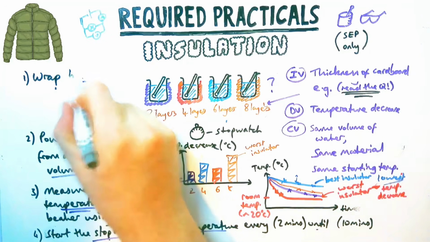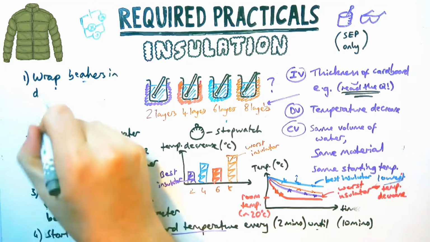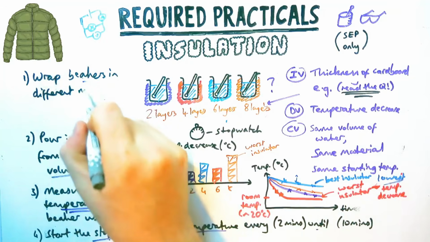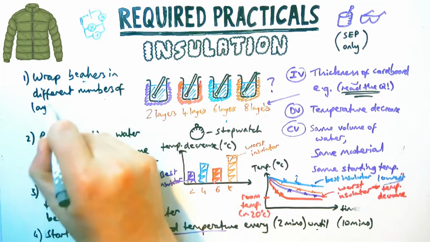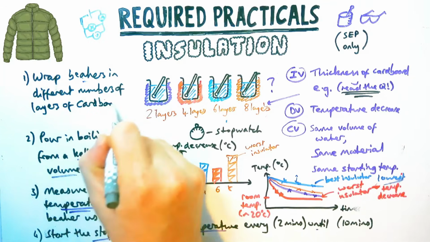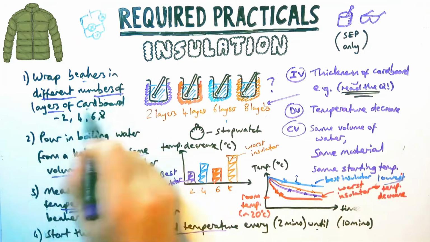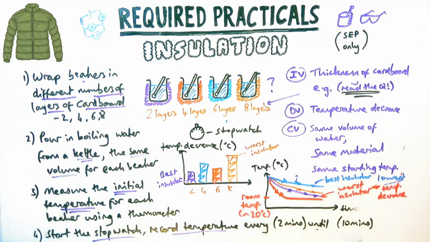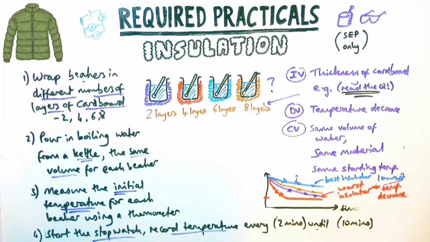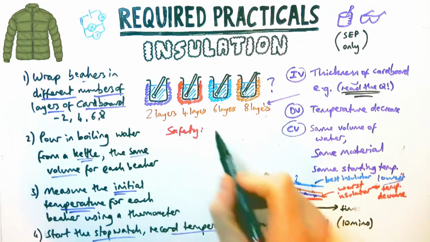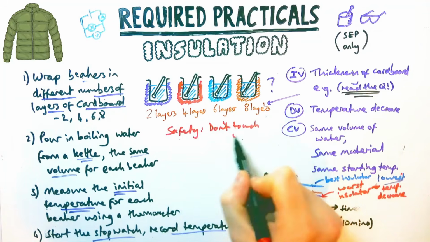But look how much the method is the same. There's one major change, which is instead of wrapping the beakers in different materials, you'd say wrap the beakers in different numbers of layers of cardboard. So you'd say 2, 4, 6, 8. Be as specific as you can. Now, the only thing that changes, apart from that, is just that method 1, okay? Now, you'd have a different graph, but it would be very, very similar in your conclusions.